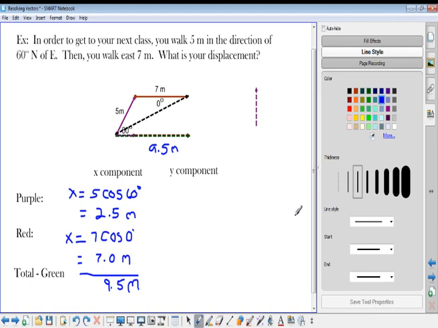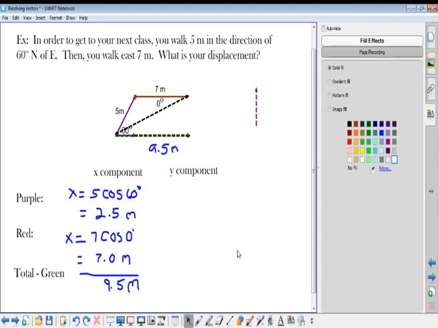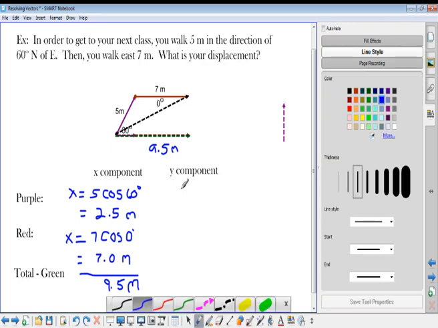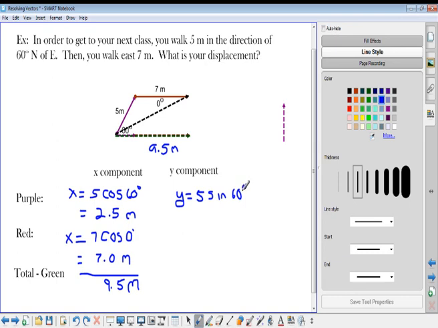Now we're going to do the same with the one and only one y component. Remember, the only y component in this video is the one from the first vector, because the second movement, the second vector, is just horizontal. It has no y component. It doesn't go up and down at all. So what I'm going to write here for my y component is the y component of the little purple vector is 5 sine 60 degrees. And solving that out with my poor sig figs, I get this to be 4.3 meters.